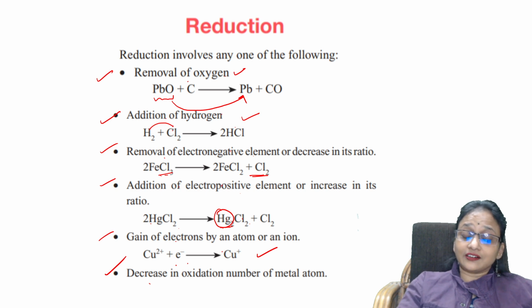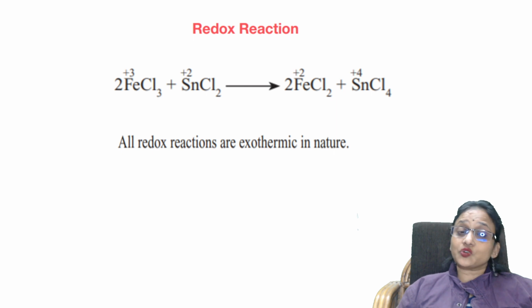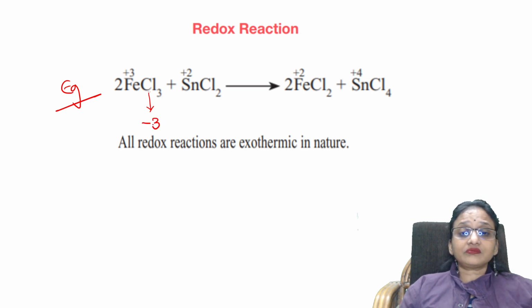Now both together, reduction and oxidation together becomes redox reaction. So always remember, if I take an example, this is an example of a redox reaction where, check here, chlorine, what is the valency? 1 minus 1. So 3 chlorines is minus 3. If it is minus 3, this is plus 3, correct? Same here, 2 chlorines are minus 2, so this will become plus 2. Now in this reaction, 2 chlorines minus 2, so iron plus 2. The total charge should be 0, isn't it?